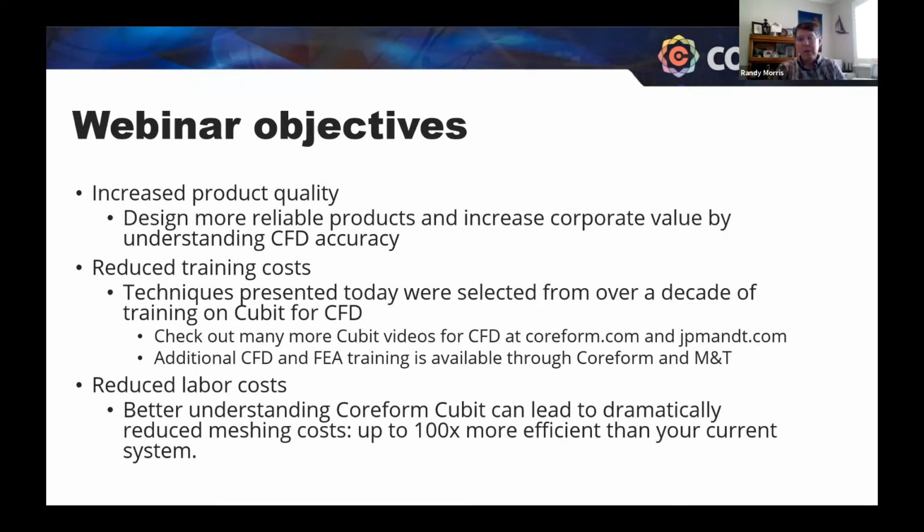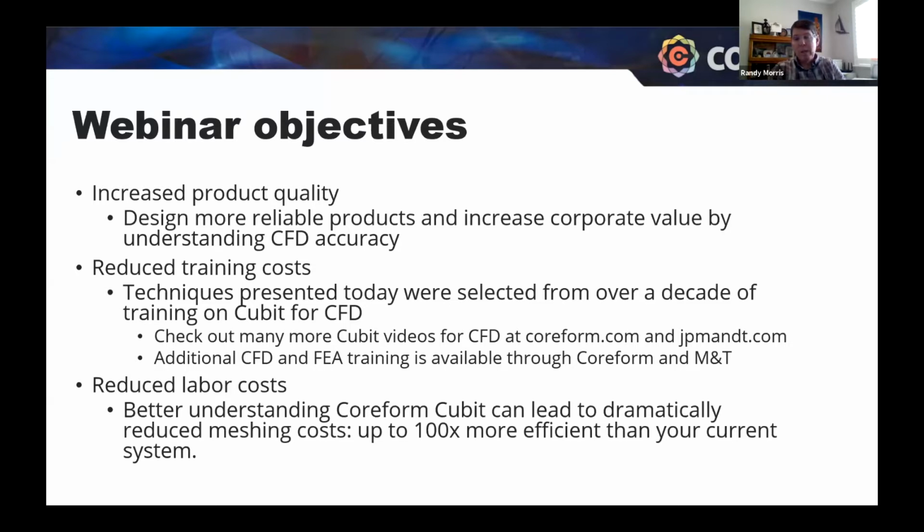Training is always a big deal. So hopefully today, Tokuyama-san can give you some ideas of how he uses Cubit, which might minimize some of your training needs. Just make a note that if you want some training, you can come to our site, you can go to his site, JPMA, it's Japan M&T, JPMANDT.com. It's in Japanese, but my Google Chrome will translate it nicely. And he's got a ton of little tutorials and tricks and things for using Cubit to set up CFD. That could be very beneficial for you.